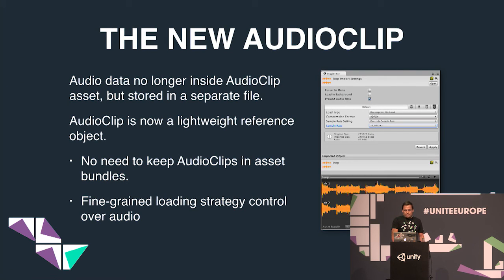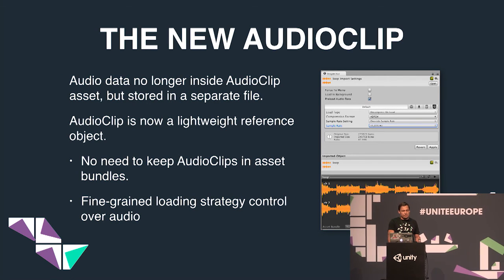So one of the biggest changes in Unity 5 is that we have refactored the AudioClip significantly, meaning that the audio data is no longer stored in the AudioClip asset itself, but is actually stored in a separate file. So the audio clip now just references the audio data, and you have a lot of control over how you want to load that data.